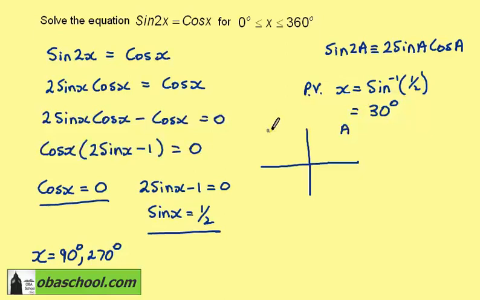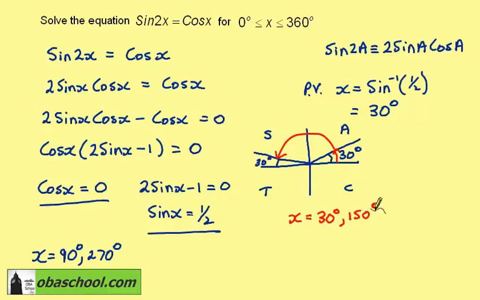We then use our CAST diagram, ASTC. 30 degrees is here, and for a sine, which is positive, the other one will be in the S quadrant. Symmetry tells us 30 degrees above 180. To find solutions from 0 to 360, start at 0, and the first one is at 30 degrees. Continue on, the next one is at 150 degrees, 30 degrees before 180. And then continuing, we don't meet any more solutions through to 360.